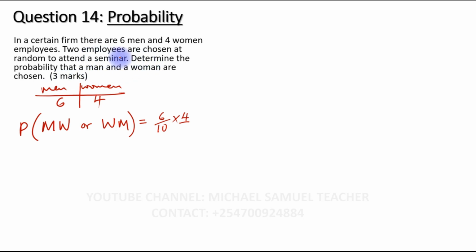And remember that 2 employees are chosen at random. So for the first choice, it is 6 out of 10. Now the remaining 9. So again we choose a woman, there will be 4 out of 9. That's the first option. The other way, we start with a woman, so it will be 4 out of 10. After choosing one employee, we need to choose another, so there are 9 remaining. Now the next probability is choosing a man, which will be 6 out of 9. So we end up getting 24 over 90 plus 24 over 90. You work it out, we get 8 over 15.